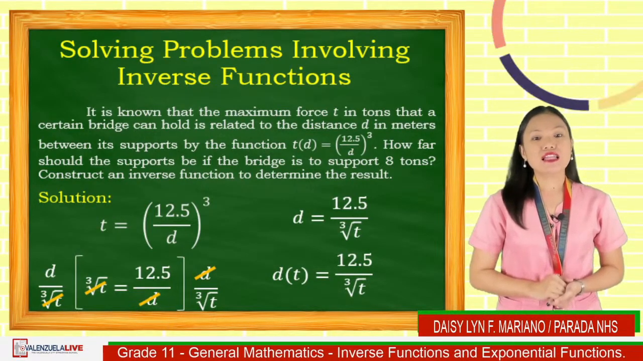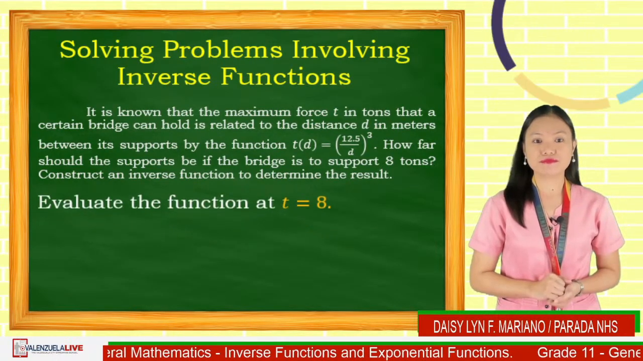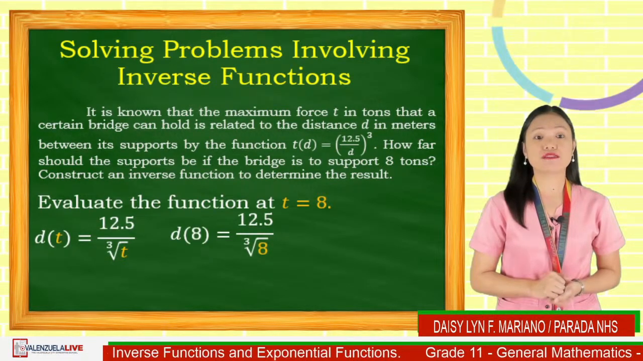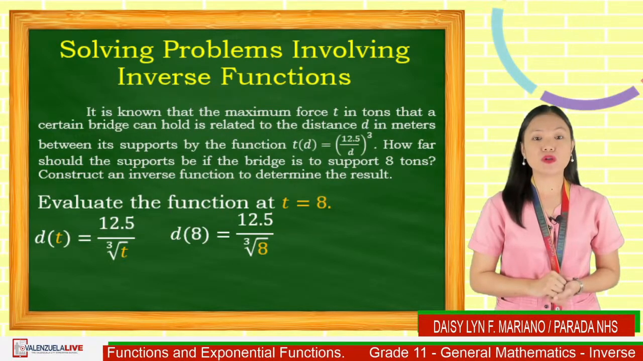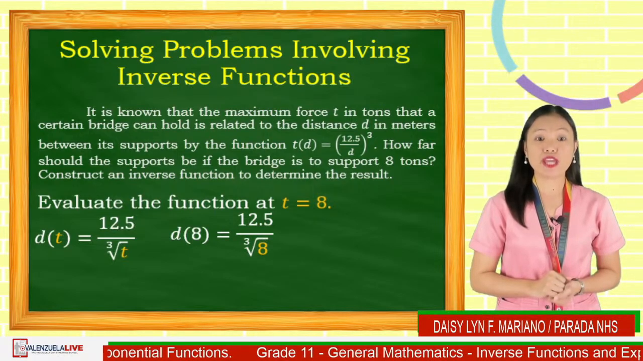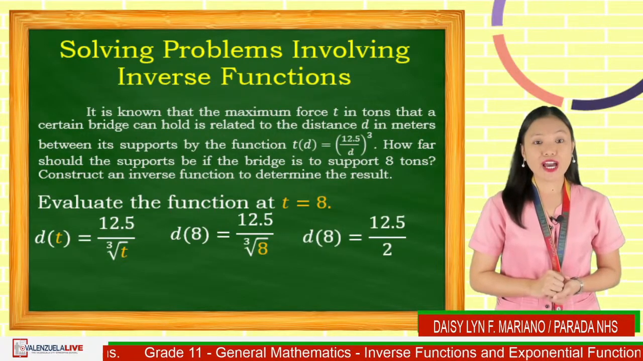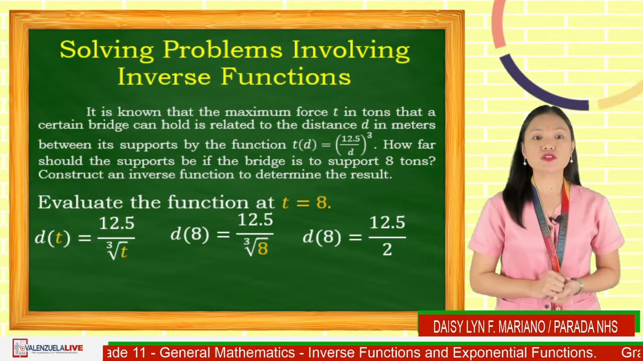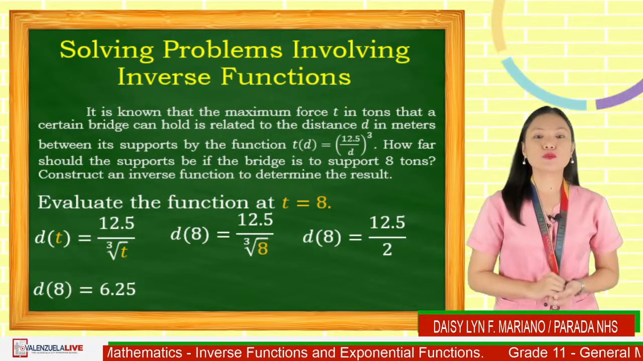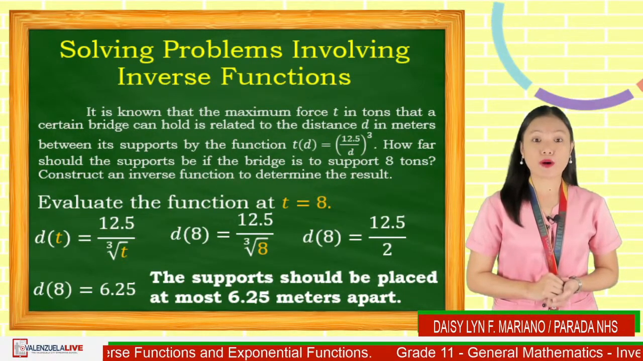From here, let us evaluate the function at T is equal to 8. That is, D of T is equal to 12.5 over the cube root of T becomes D of 8 is equal to 12.5 over cube root of 8. Performing the operation, we have D of 8 is equal to 12.5 over 2. Dividing 12.5 by 2 results in D of 8 is equal to 6.25. Thus, the supports should be placed at most 6.25 meters apart.